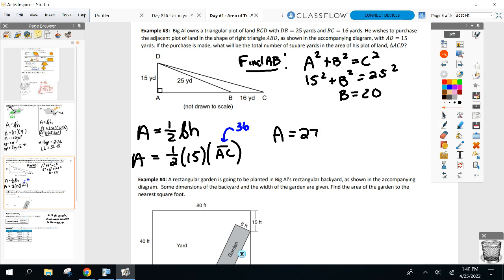$270 square yards. I think that was an old Regents problem. I think. I definitely know this next one is. Questions?